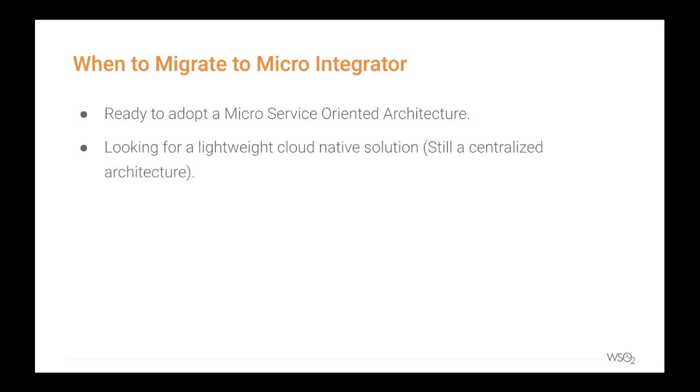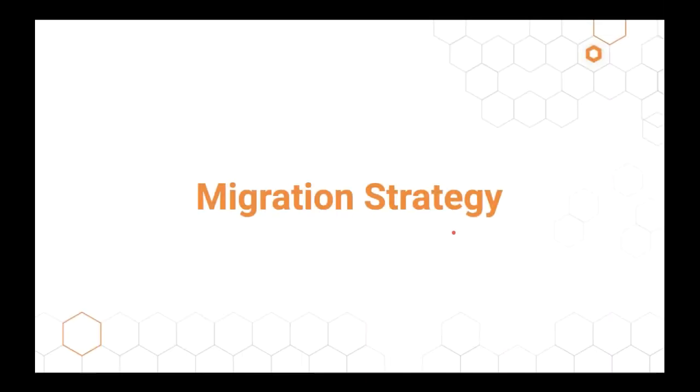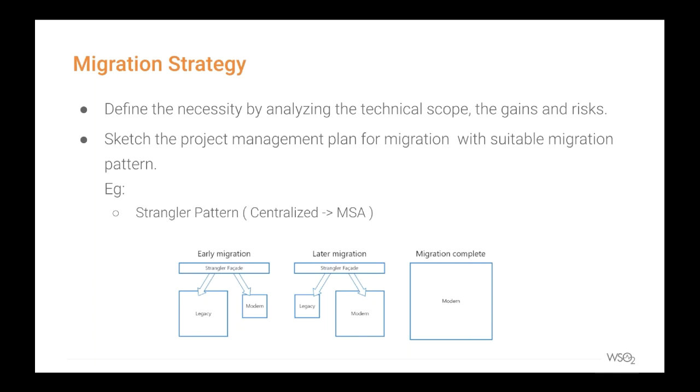The second scenario is if you still want to be in a centralized architecture, but you want to move to the cloud and you really need a lightweight solution. To cater to that requirement also, the micro integrator is a best choice. So you can try the micro integrator in that instance also. Then moving on, we have seen when to migrate. Now it's time to decide our migration strategy. So let's have a look.